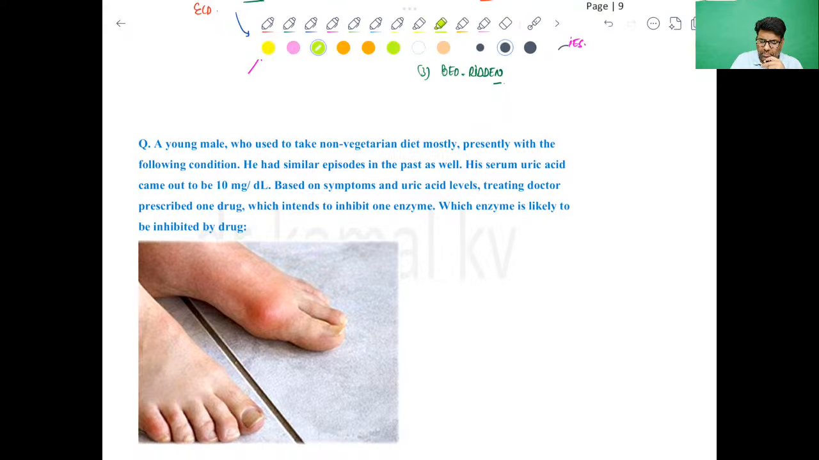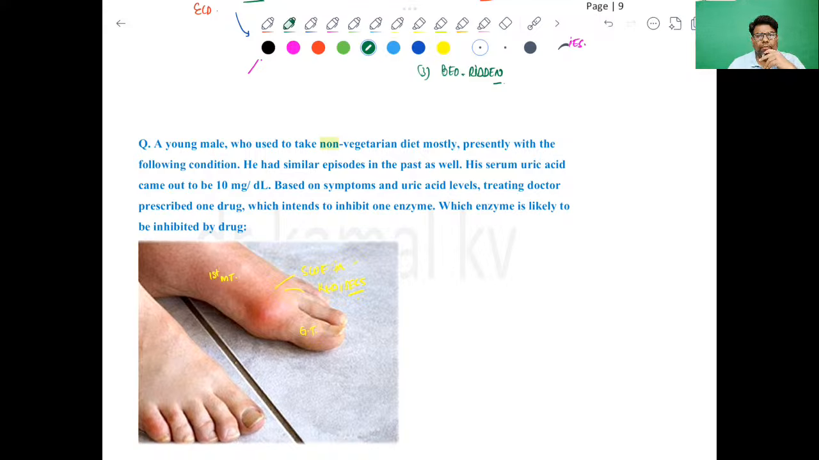The next question: a person who is taking non-vegetarian food and is now presenting with this kind of scenario. What we can see here is the great toe, right? This is the first metatarsal, and this is the area of the metatarsophalangeal joint. And here we can classically see swelling and redness. So there is swelling, there is redness, and I think this is very characteristic.